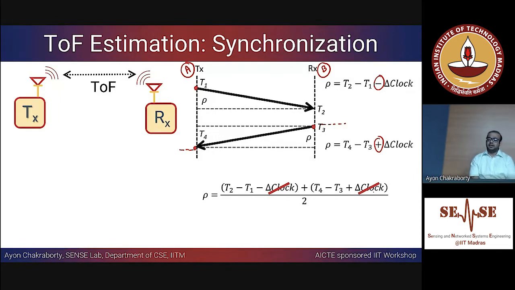So T2 minus T1 plus T4 minus T3, divided by 2, actually gives me the value of the range, or not the range, this is your time of flight or time of arrival. So my question is, what exactly is the fallacy here? Is everything fine, or do you think there can be something that goes wrong here?